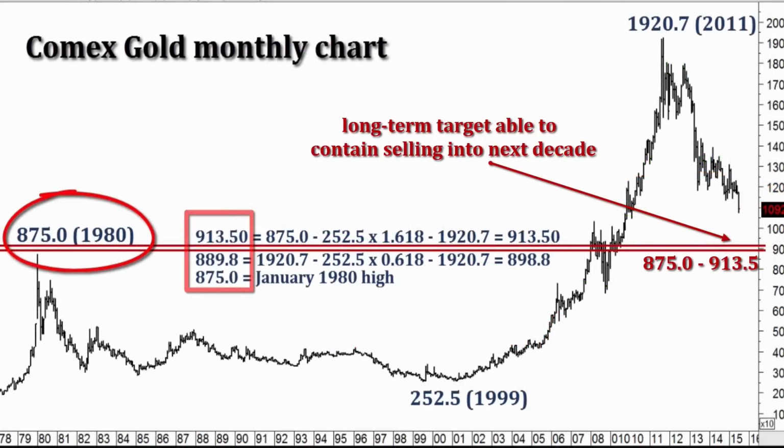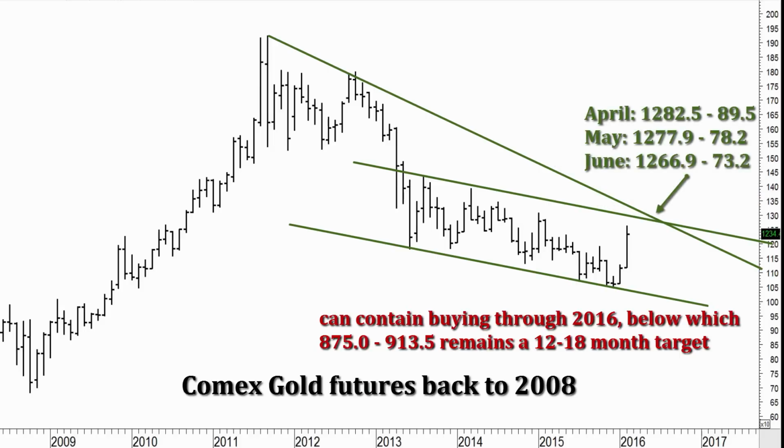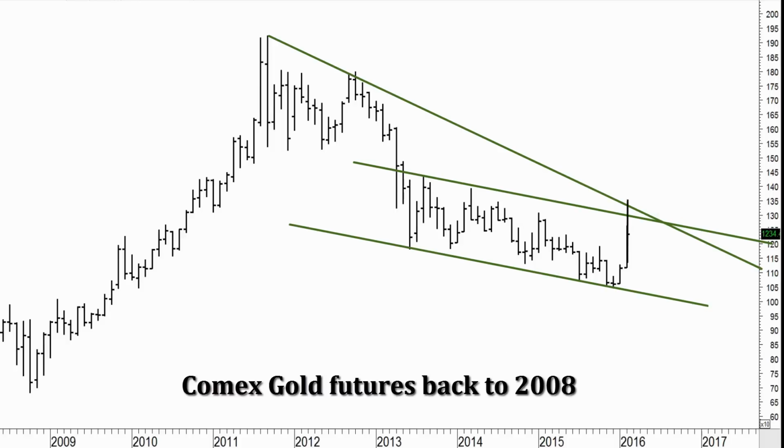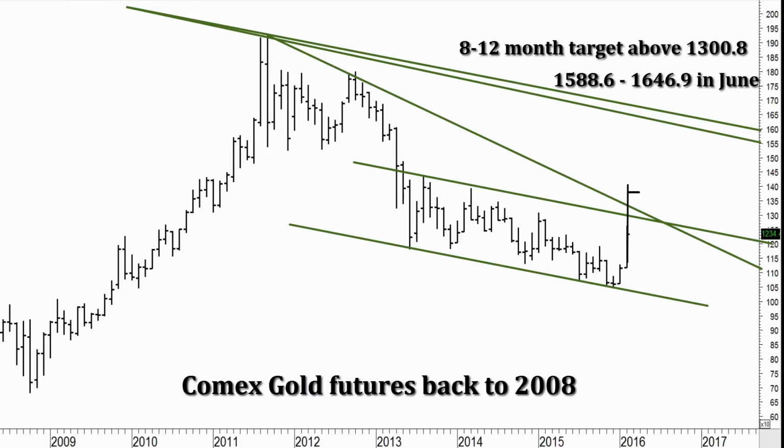The 1287.2 to 1300.8 resistance region drops gradually, and its exact location is quite predictable as we push into later year. You can pause the video if you need to record these levels. This overhead region also represents a meaningful upside pivot point into later 2016. A monthly or even a weekly settlement above these formations would indicate a good 2016 low. Continued recovery is then expected over the following 8 to 12 months, possibly sooner, into the 1605.6 to 1660.8 region, which drops to 1588.6 to 1646.9 by June of this year.